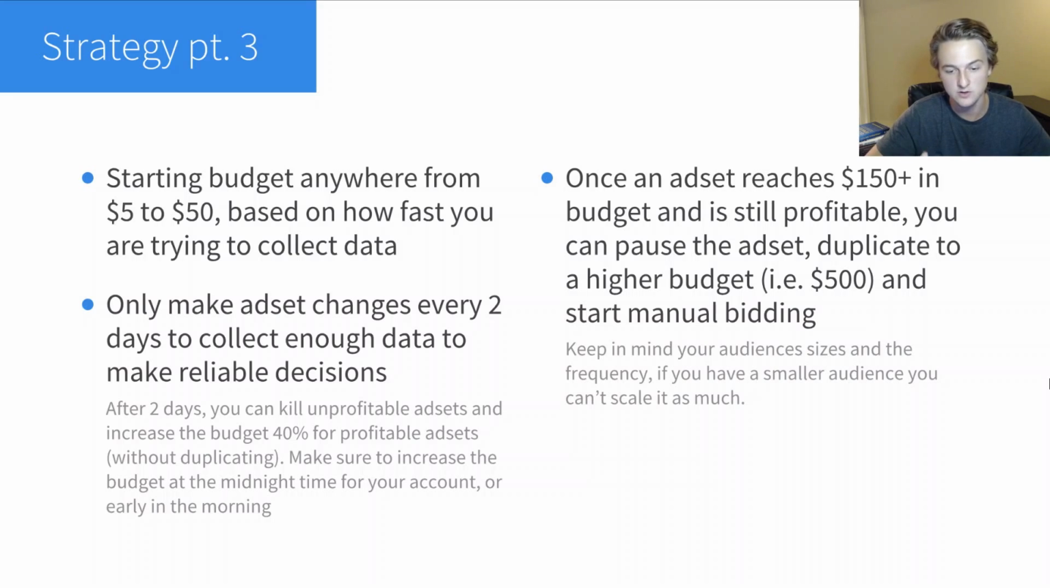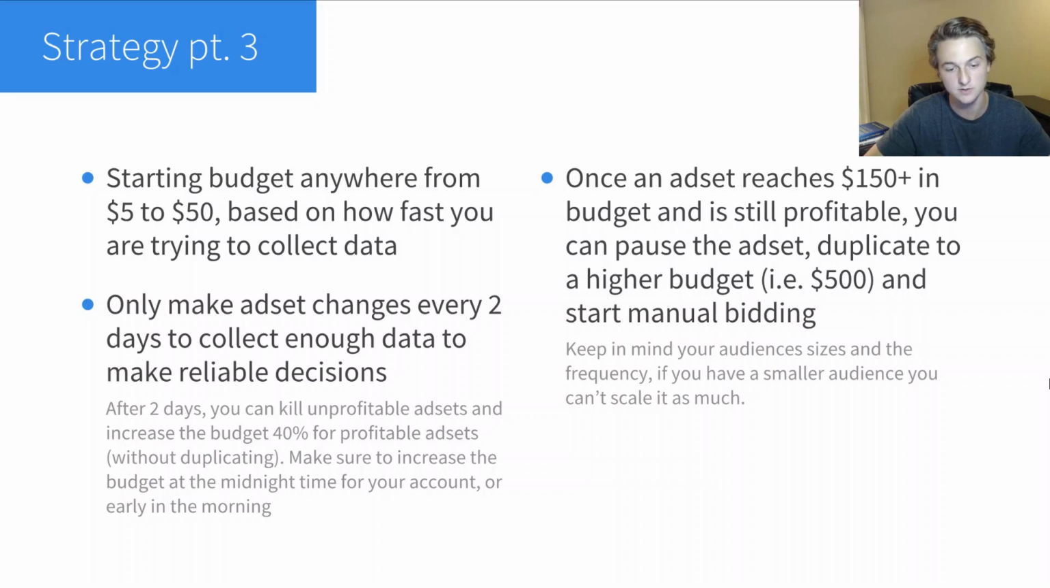For instance, $500 is usually where I'll start, and I'll switch to manual bidding. Manual bidding is a whole different topic on its own, and I'm not going to cover that in depth in this video. You really don't even need manual bidding to scale to around 10K a day. You can get to 10K a day just by scaling horizontally, by testing as many different lookalike audiences as possible and as many different countries.